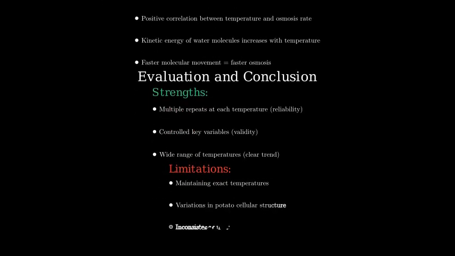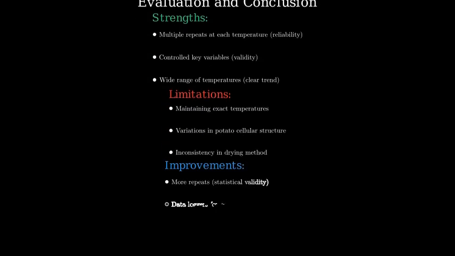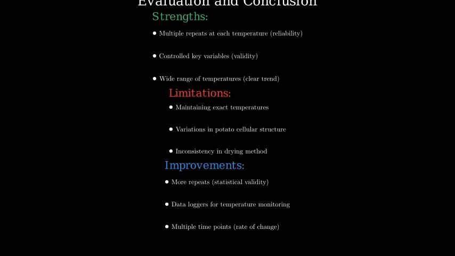Limitations might include difficulty maintaining exact temperatures throughout the experiment, variations in the cellular structure within the potato, and potential inconsistency in drying the cylinders. We could improve the investigation by using more repeats to increase statistical validity, using a data logger to continuously monitor temperatures, and measuring more time points to see the rate of osmosis over time.